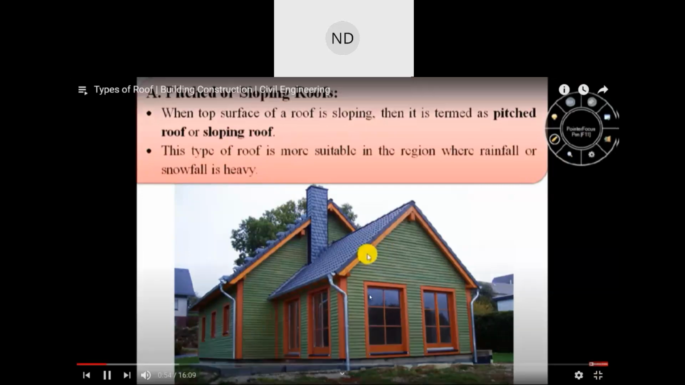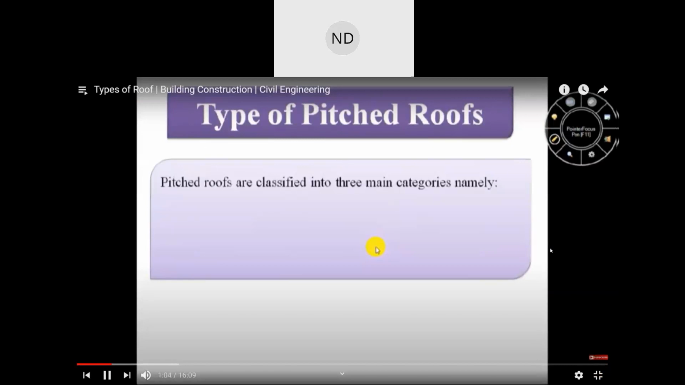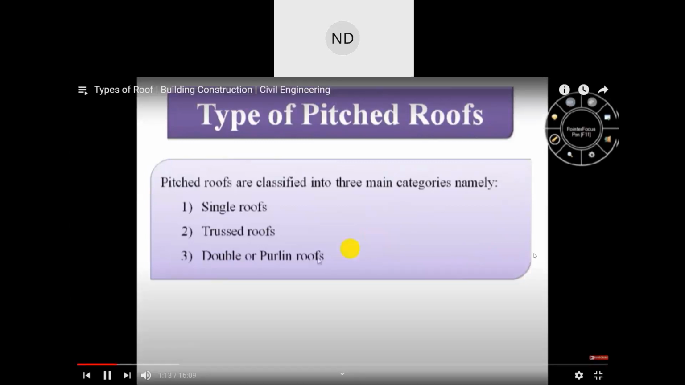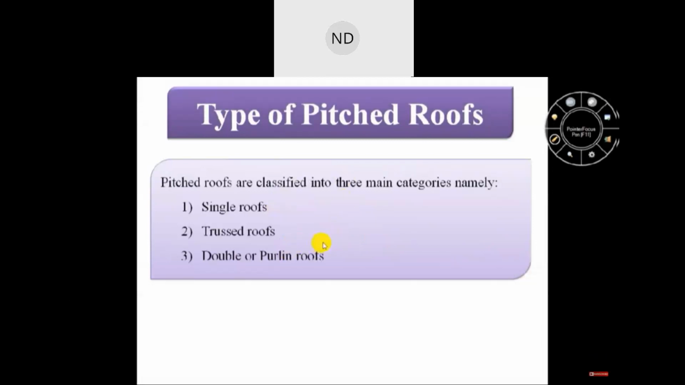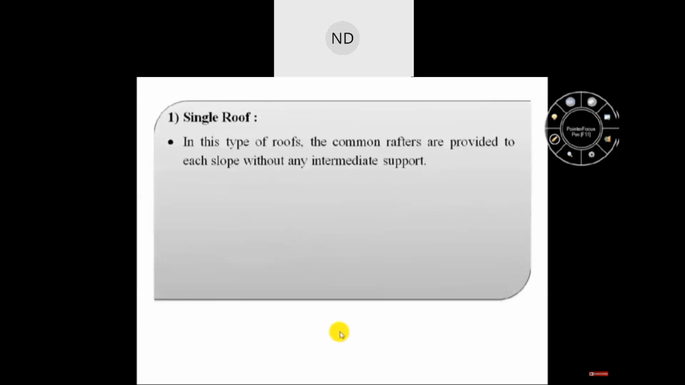This pitch roof is more suitable in the region where rainfall or snowfall is heavy. Now we will see types of pitch roofs. So these pitch roofs are classified into three main categories, and these types are single roofs, double or purlin roofs, and truss roofs. So we will see all these types of pitch roofs in detail. So firstly we will discuss the first type of pitch roof, that is single roof. In a single roof, common rafters are provided to each slope without any intermediate support.